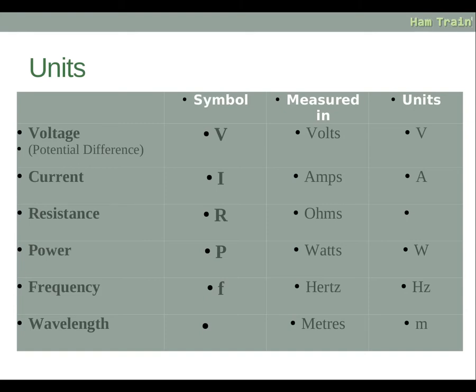We also have power, capital P, measured in watts, and a capital W for the units. Frequency is a lowercase f, measured in hertz, and the units are H, capital, and small z. And then finally wavelength. The symbol is a lambda, measured in meters, and the units are a lowercase m.